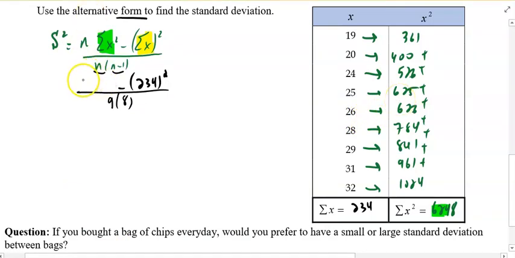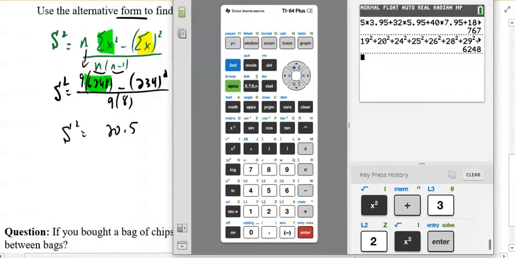So this is 6,248 multiplied by n, which is 9. So if I plug this in my calculator, I'll get s squared. This will be 20.5. Again, I could show you how to do that really quick.